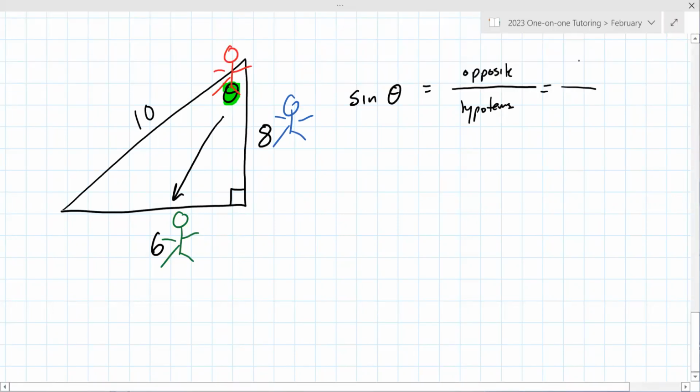So the opposite is 6 and the hypotenuse is 10. Okay, now can you reduce this fraction?